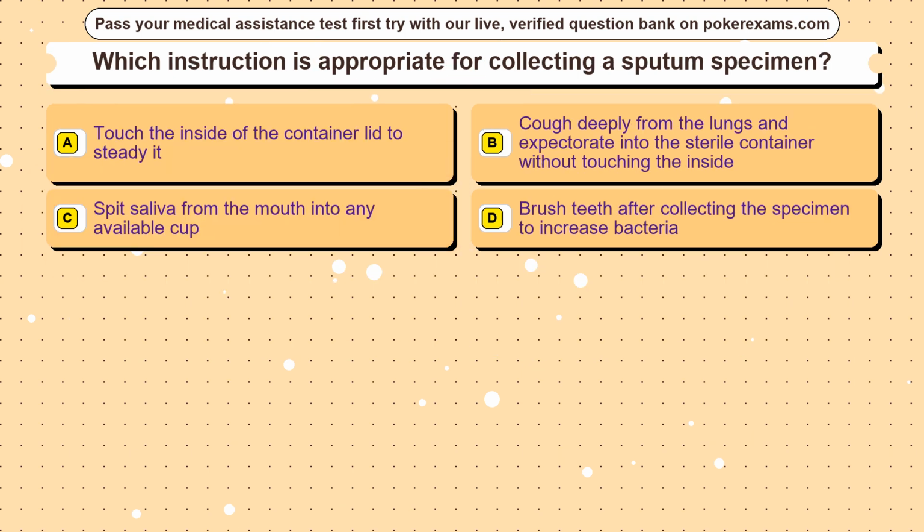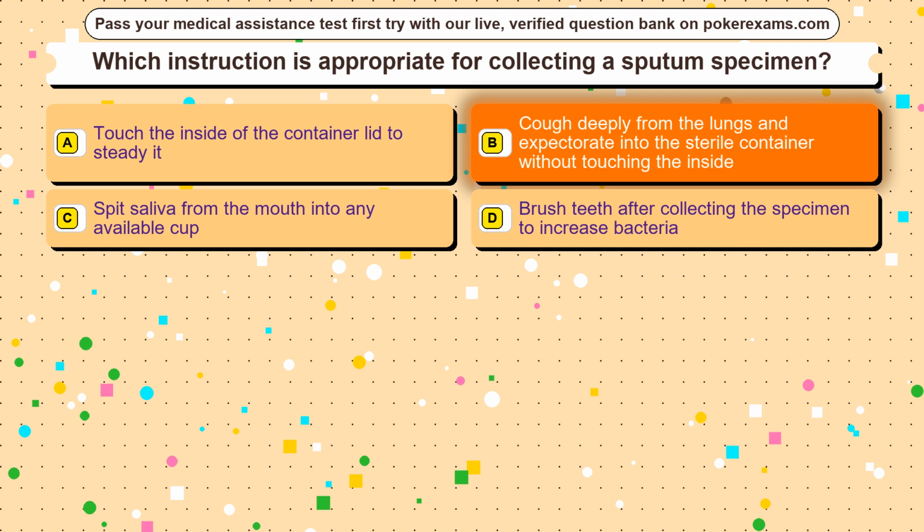Question 10. Which instruction is appropriate for collecting a sputum specimen? Option A. Touch the inside of the container lid to steady it. Option B. Cough deeply from the lungs and expectorate into the sterile container without touching the inside. Option C. Spit saliva from the mouth into any available cup. Option D. Brush teeth after collecting the specimen to increase bacteria.